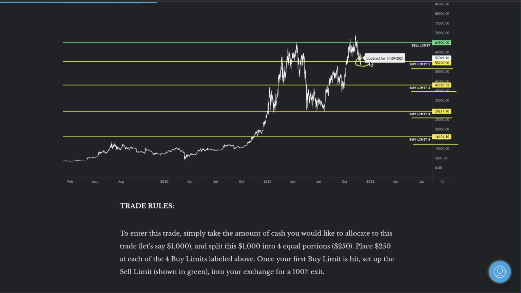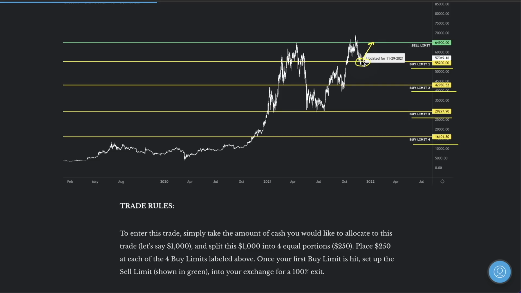Once your first buy limit is hit, then we want to be setting a stop loss, a sell, sorry, I'm just thinking about this trade. We're going to set a sell limit. So take your trade allotment, split it into 25% increments and place those in the exchange immediately at buy limits of 1, 2, 3, and 4. And here are the prices in yellow. Very, very clear for everyone to see. Once your first buy limit is hit, follow me? You are going to set a sell limit at the green line here.